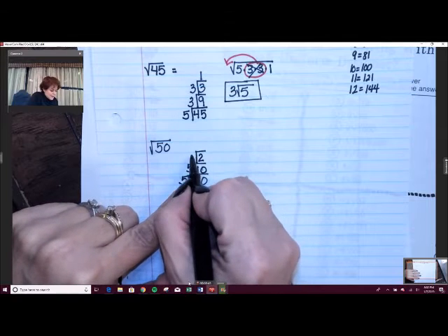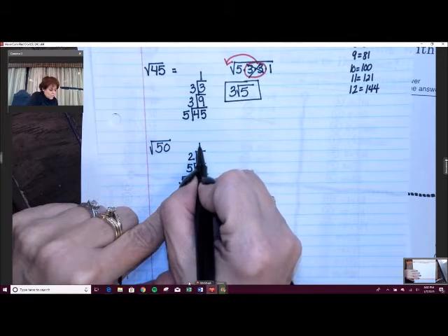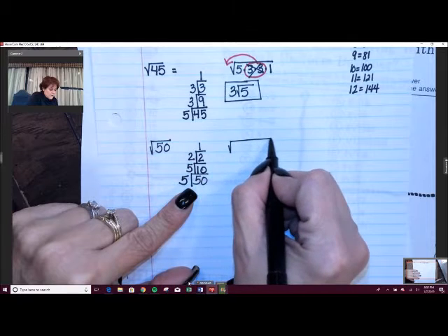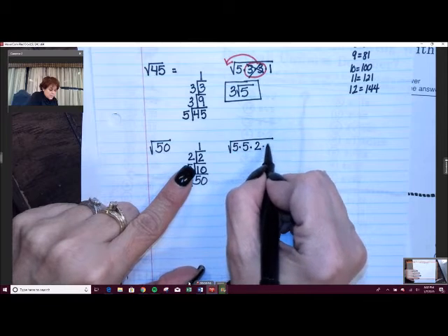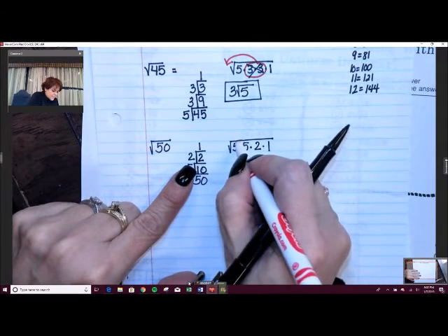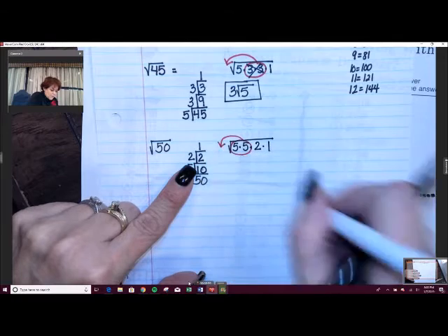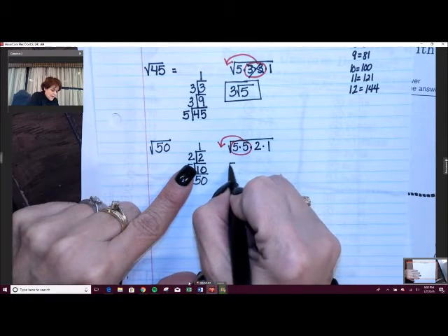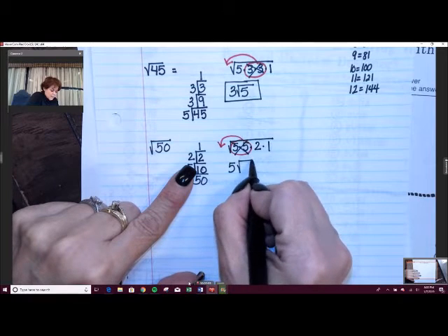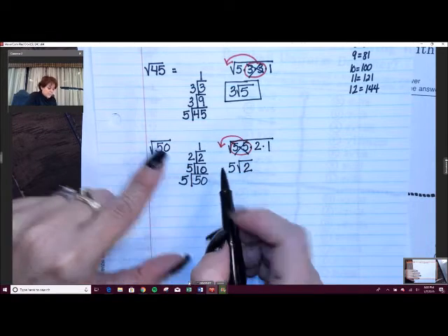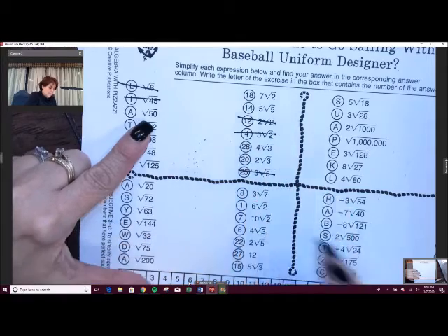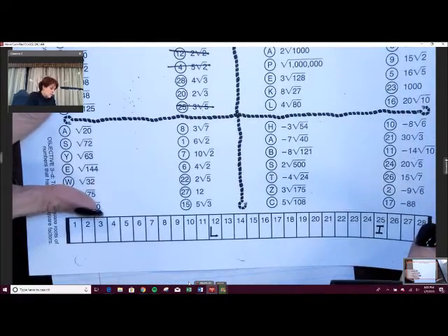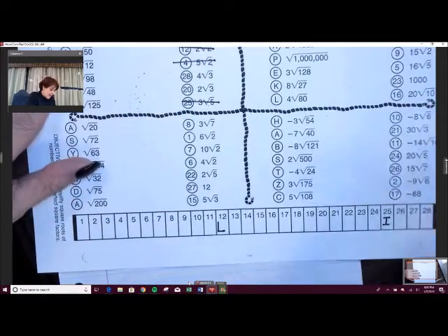Can't use 5, but I can use 2. 2 goes into 2 1 time. All right, so the square root of 50 is 5 times 5 times 2 times 1. Circle it up. Circle the 5 and they come out to the front. So that means I have a 5. Those are gone. 2 times 1 is 2. So 50 is 5 square roots of 2. So 50 is number 4. So 4 is A.